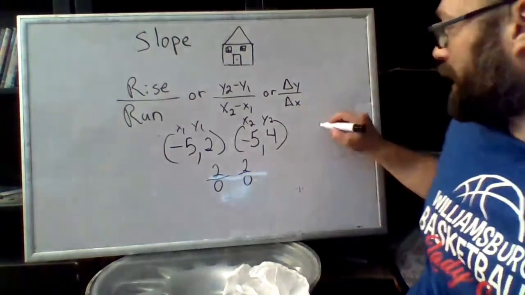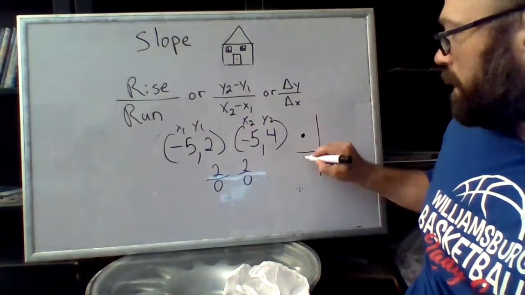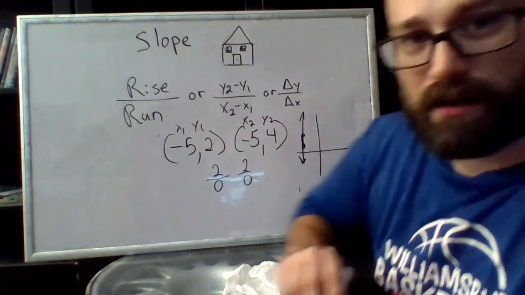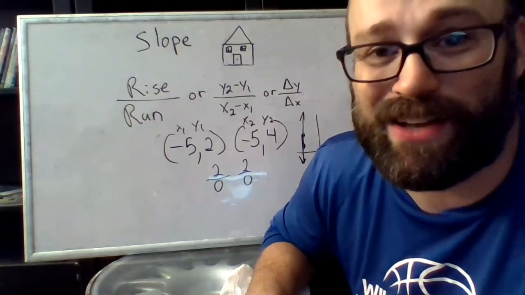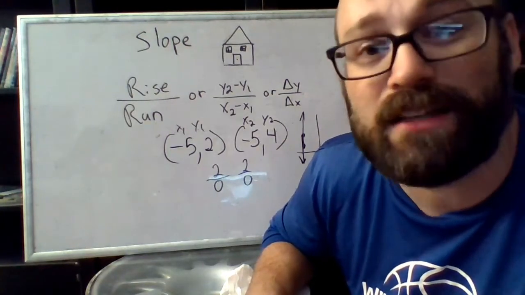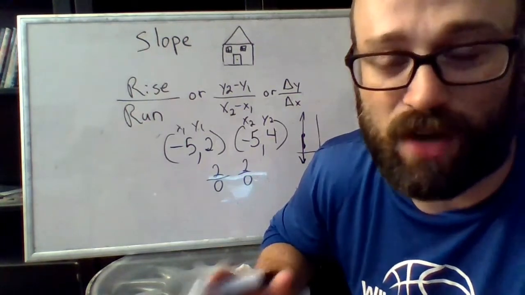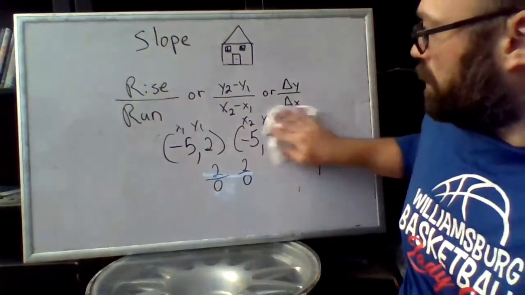So if we look at it on the graph, (-5, 4), (-5, 2), oh, hey, there are 2 points. It's a vertical line. So it is not no solution, but an undefined answer. We don't know what the slope is. It's impossible because it's straight up and down. Okay, it's a vertical line.